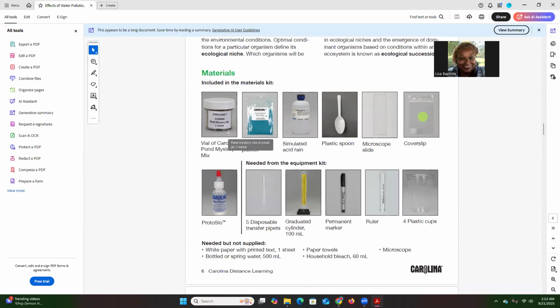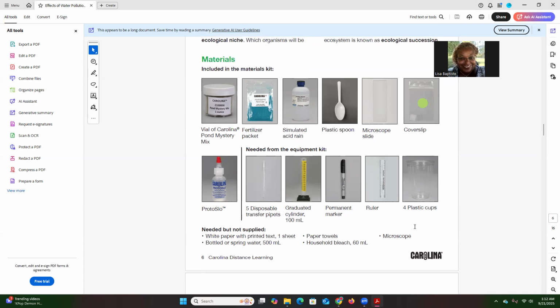So you should have the pond mystery mix, the hydroponic fertilizer, the simulated acid rain, a plastic spoon, the microscope slide, the cover slips, the Proto Slow, 5 disposable transfer pipettes, the graduated cylinder, permanent marker, ruler, and 4 plastic cups. So this is what you should have in your materials kit.